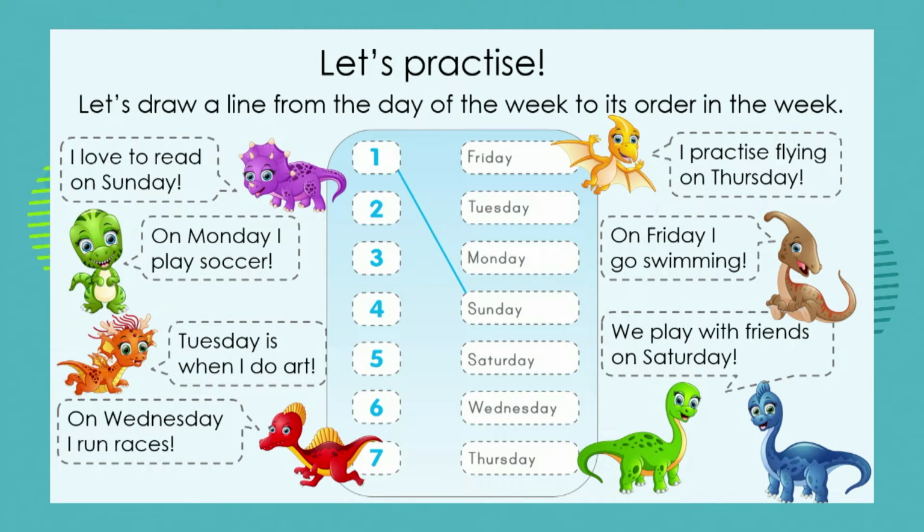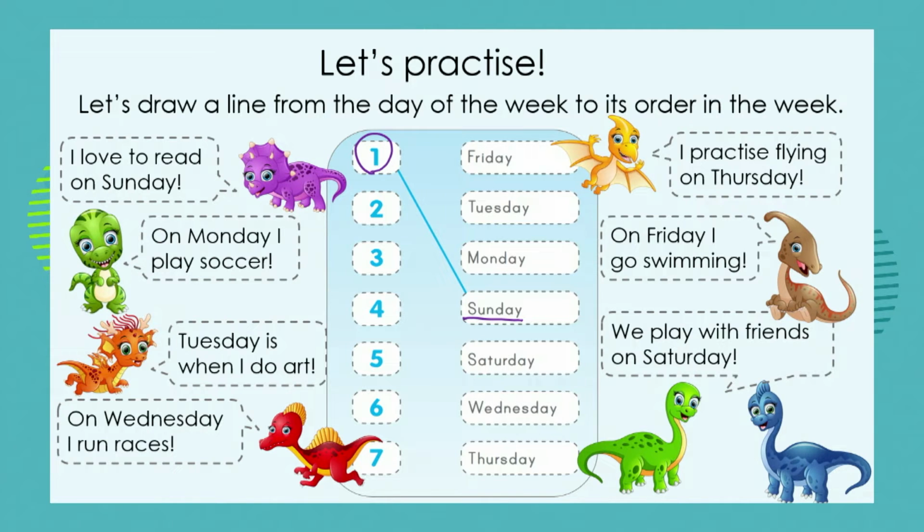Now let's practice our days of the week. We are going to draw a line from the day of the week to its order in the week. So this means, is it going to be the first day of the week, the second, the third, or the fourth? So we are going to read what each of our dinosaur friends have to say, and then we are going to match the day of the week to the correct number. We can see in our first example that the first day of the week, number 1, is Sunday. And we can see that the purple dinosaur says, I love to read on Sunday.